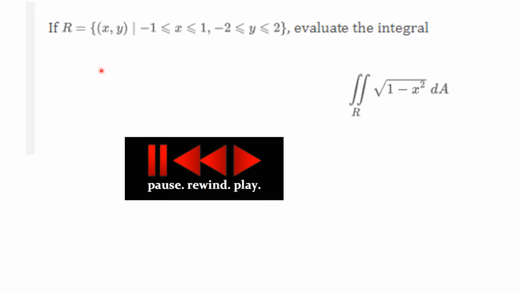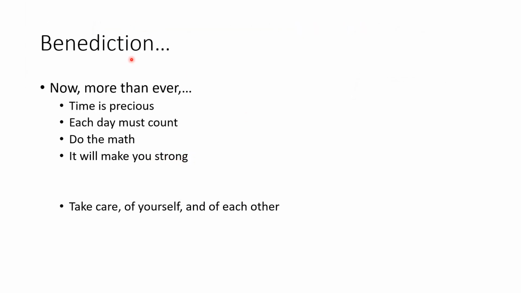And so here's a calculation for us to address. If R, the rectangle, is the set of x, y such that x is between -1 and 1 and y is between -2 and 2, evaluate this integral over that rectangle. It's the double integral over that rectangle of, this is bigger than or equal to 0, the square root of 1 minus x squared, dA. You know what to do. And we're going to see how you do it when we reconvene. So please work on this.